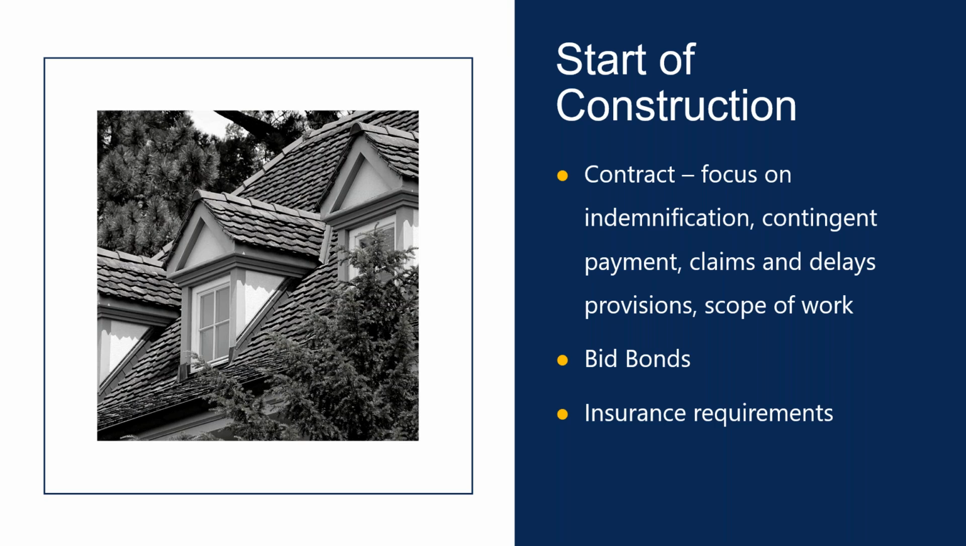Contingent payment. Okay, many of you have, in certain states, they allow for what's known as a pay if paid clause. And that's a killer clause that you always need to watch out for. What that says is that you, the roofing sub, aren't going to get paid until the general contractor gets paid by the owner. Okay, and there's ways to edit that. There's ways to limit that. You want to focus on that. Okay, claims and delays.